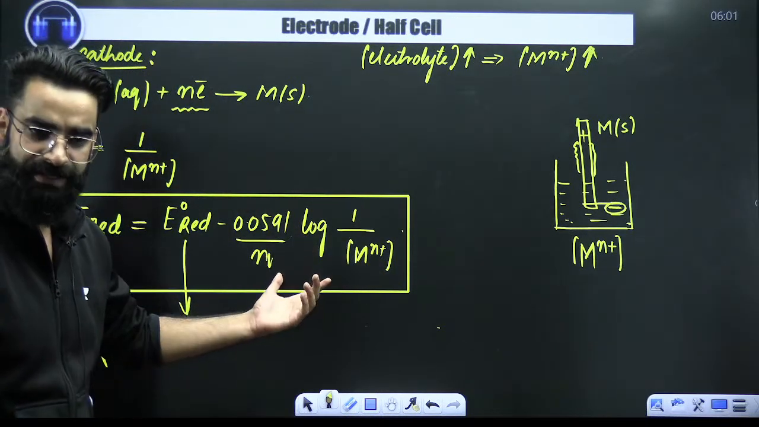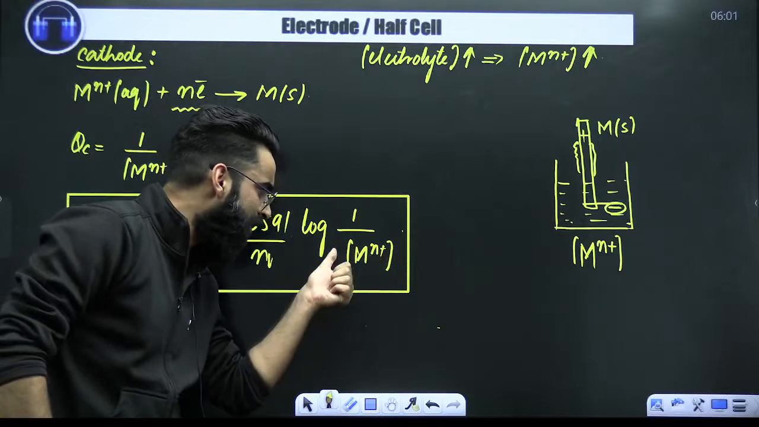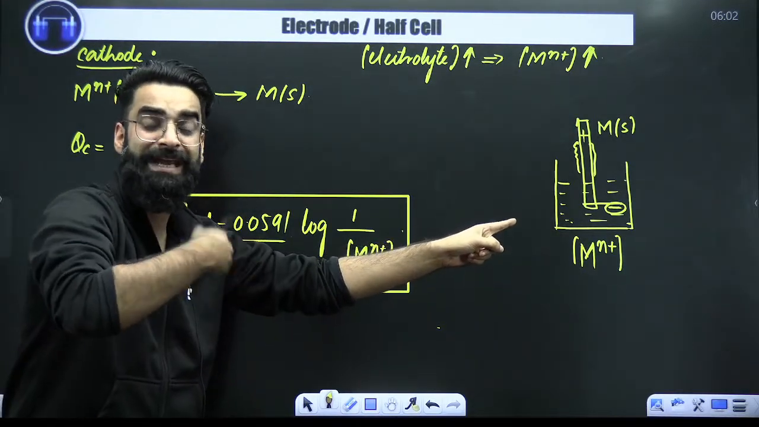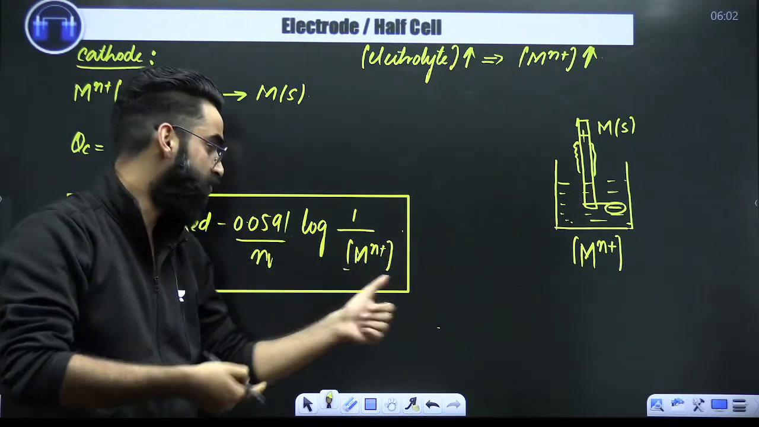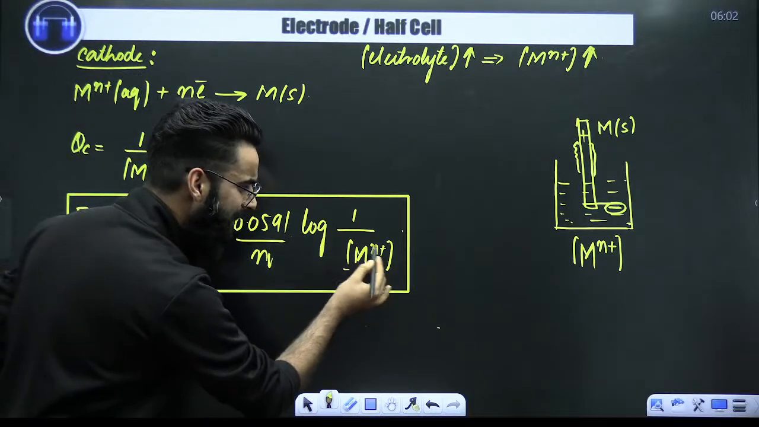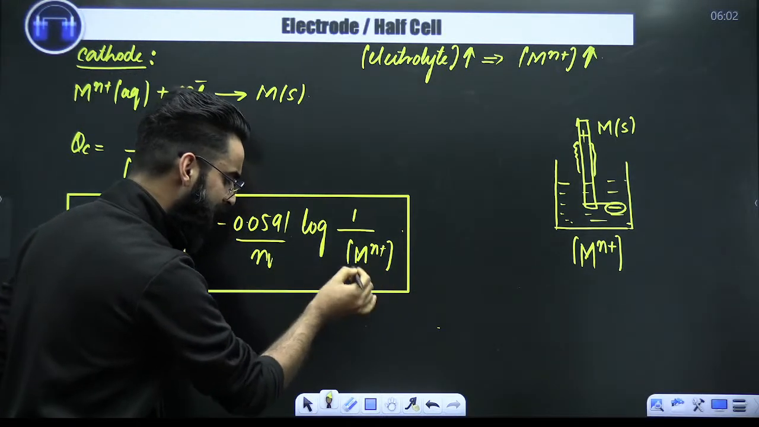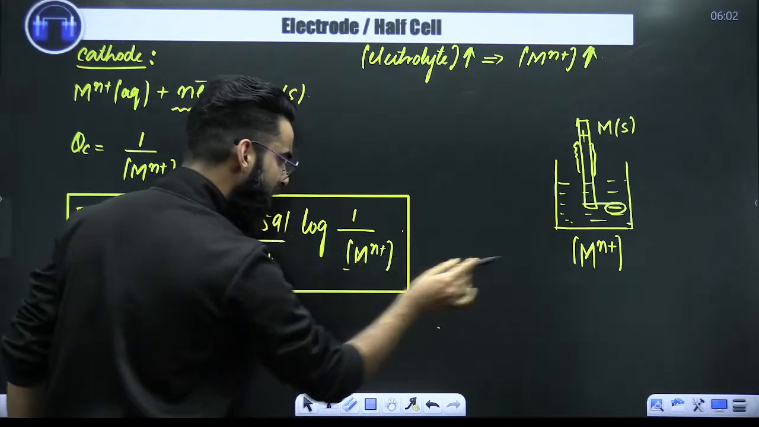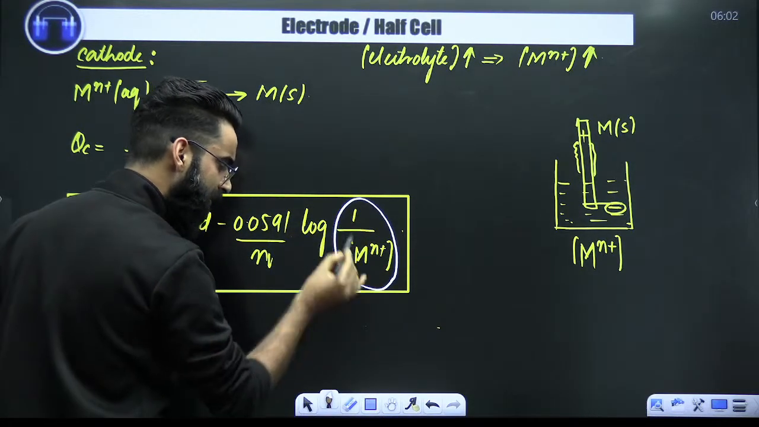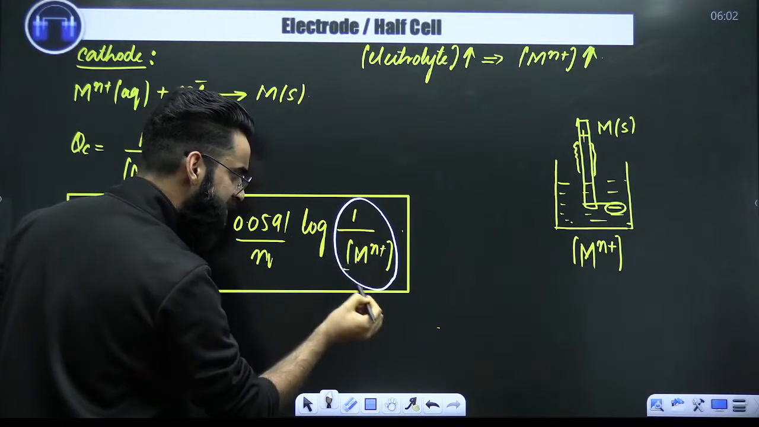Now use simple mathematics here. You are increasing the concentration of M n+ in the container by adding more electrolyte. That means you are increasing the denominator here. If you increase the denominator, what will happen to this particular value? This value will decrease. You are increasing the denominator, so this whole value is decreasing.